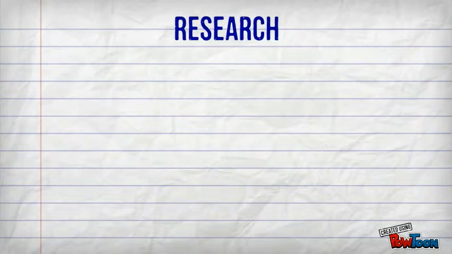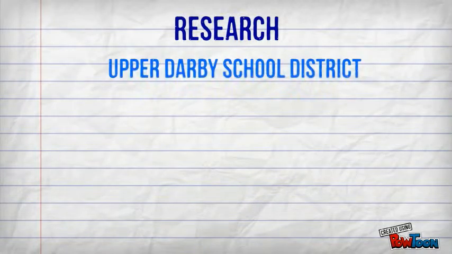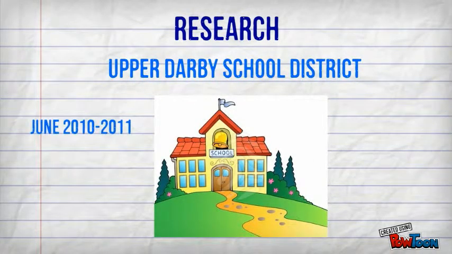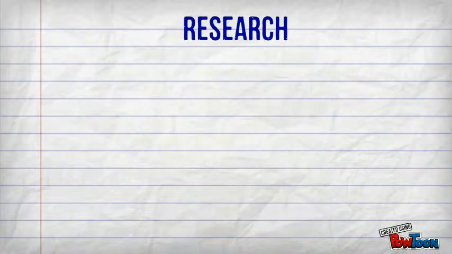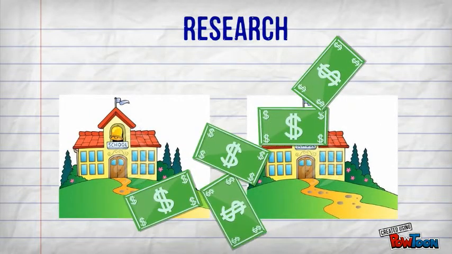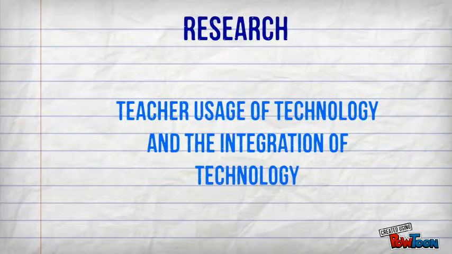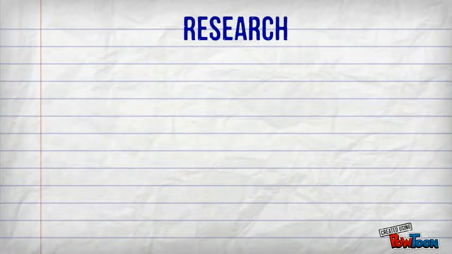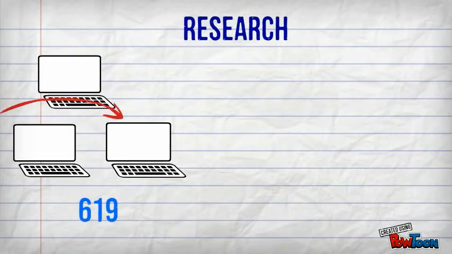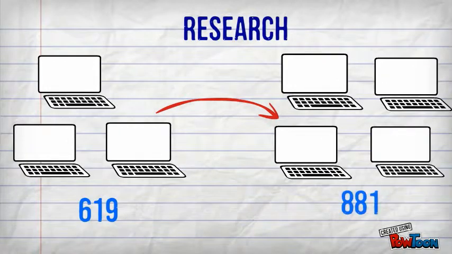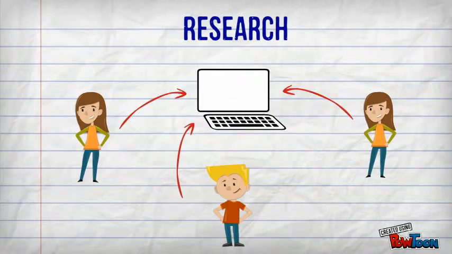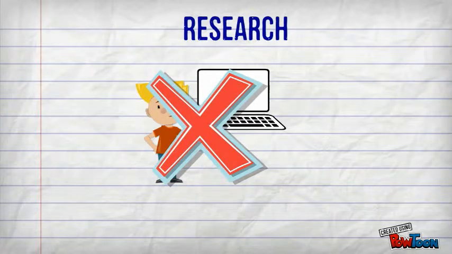On the local front, we did find some data about a grant given to Upper Darby School District beginning June 2010 to 2011. The grant endowed 2 middle schools with $500,000 between them to advance their strategic plan that would increase teacher usage and the integration of technology. To be short and sweet, the number of computers increased from 619 to 881, which made the ratio after the grant 3 students to 1 computer. So after receiving $500,000, the ratio is still not 1-to-1.